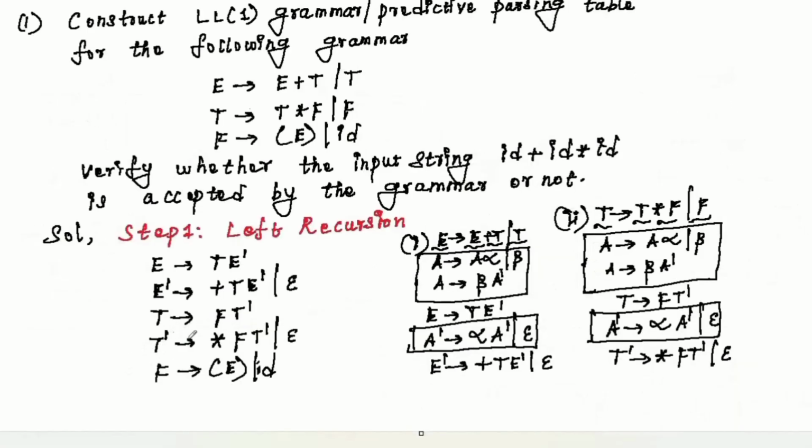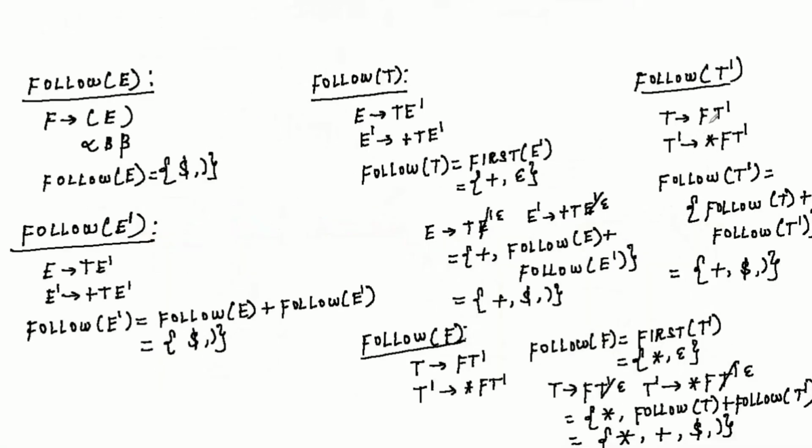Follow of T dash. In the right hand side, T dash contains the production T tends to FT dash, T dash tends to star FT dash. T tends to FT dash. Right, T tends to FT dash, T dash tends to star FT dash.